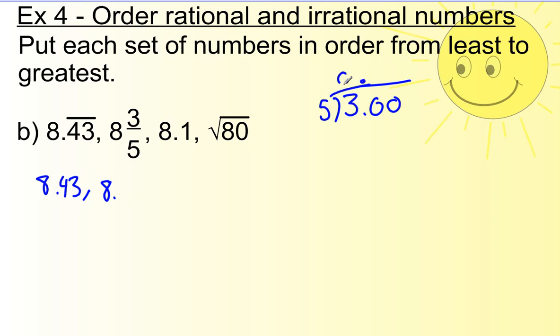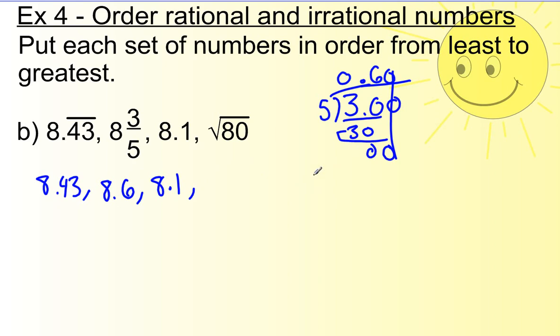5 goes into 3 0 times. 5 goes into 30 6 times. 6 times 5 is 30. Subtract. Bring down. 5 goes into 0 0. So 8.6. That's what the 3/5 gave me. It gave me 0.6. And we have 8.1 and square root of 80.